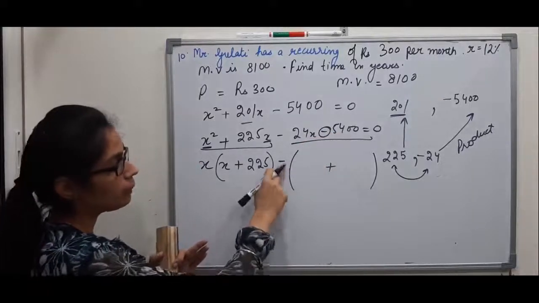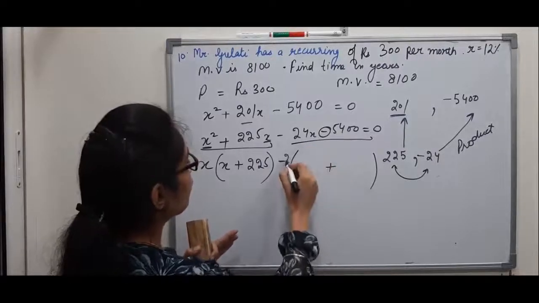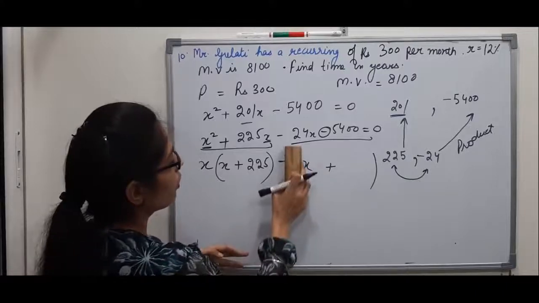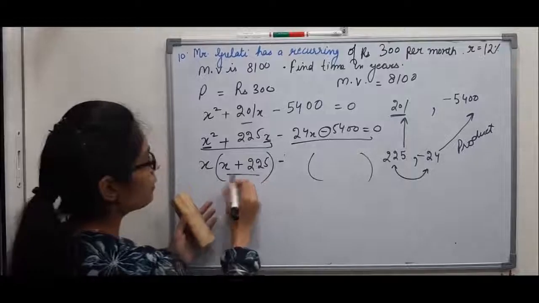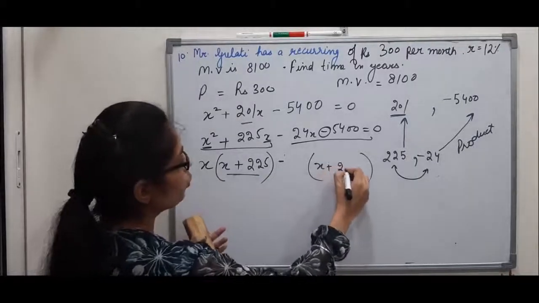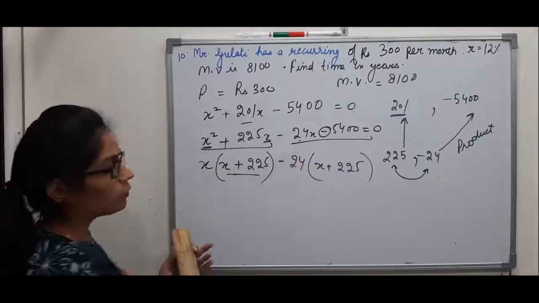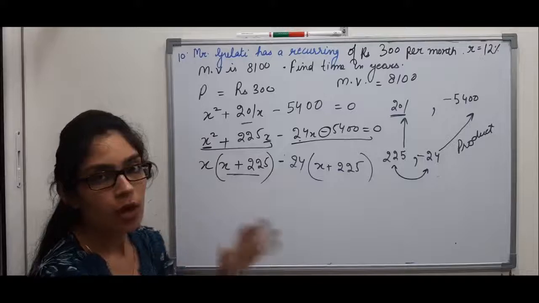Whenever I am writing minus, I will take 24 outside, because if you take 24 outside, one thing is for sure, this thing will be same. You will get x plus 225. So which means 24 has to be taken out. This is a little hint. These two factors will always remain same.